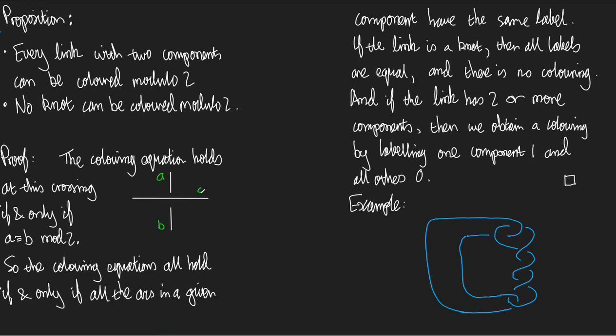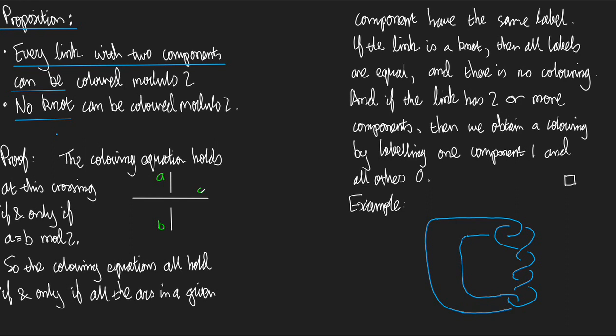So here is the proposition itself. It's got two parts. First, every link with two components, whatever it is, as long as there's two components, can be colored modulo 2. And the second part is that no knots can be colored modulo 2. So the answer is simple. Can this thing be colored modulo 2? Yes, if it's got two components or more. No, if it's only got one component and so is a knot.